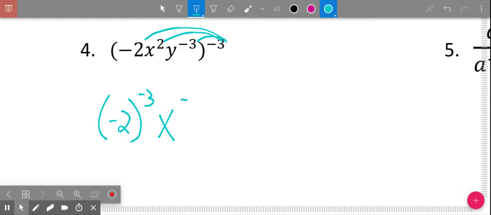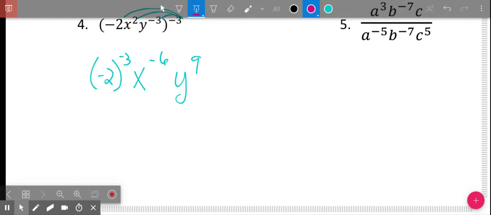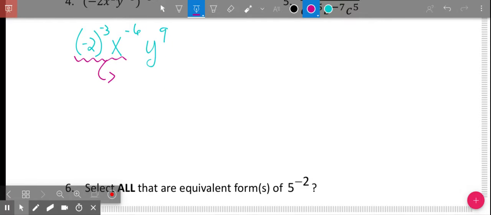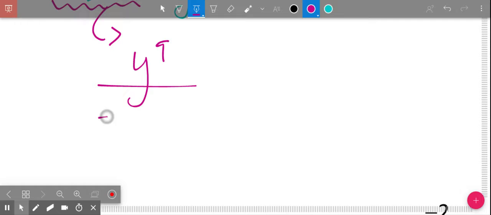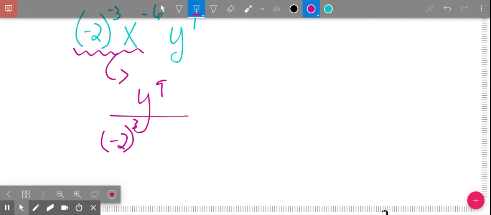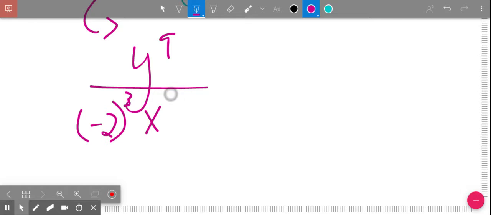2 times negative 3 gives me negative 6. And then negative 3 times negative 3 gives me a positive 9. Everything with negative exponents has to move to the bottom. So I'll have y to the positive 9 over negative 2 to the positive 3, and then x to the positive 6. Remember, when it moves, it becomes a positive exponent.